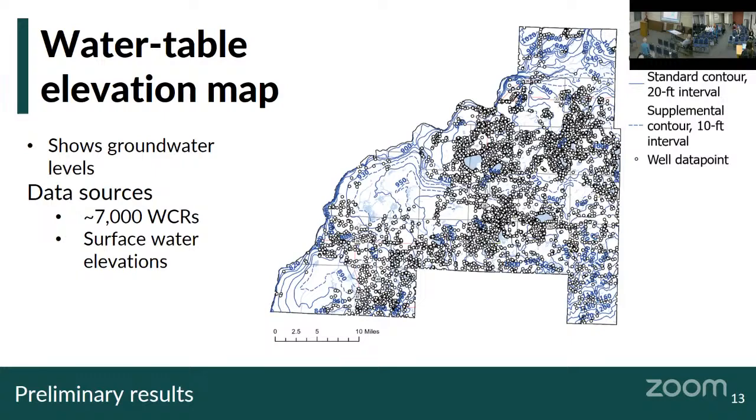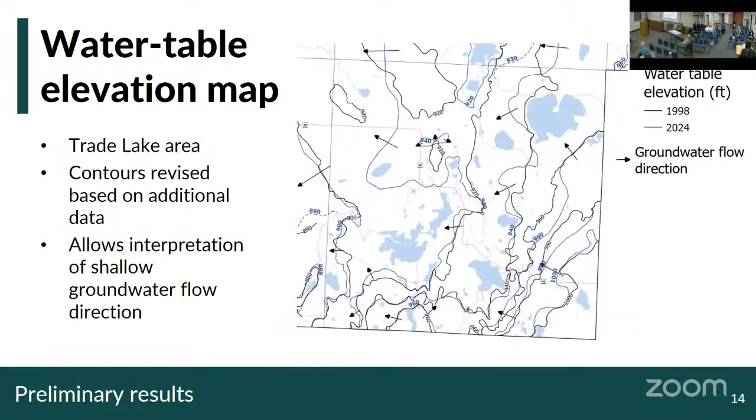So back in 1998, when the first water table map was made, there were only about 900 wells to make this map, and I had a lot more than that. So I was able to make the map a little more accurate, which is good. So if we zoom in a little bit, I can show you that a little bit more. This is in the Trade Lake Township. You can see the black lines are from 1998, and the updated lines are in blue. So a little bit different.